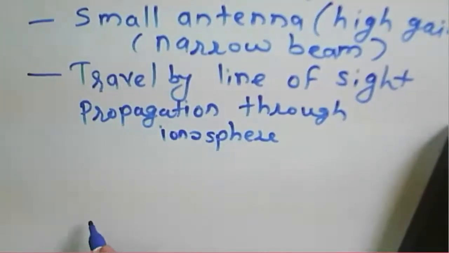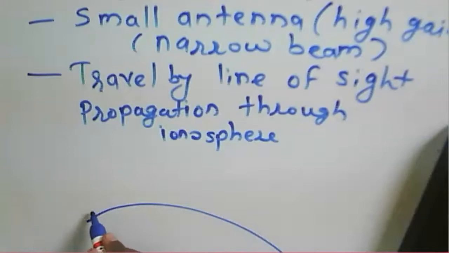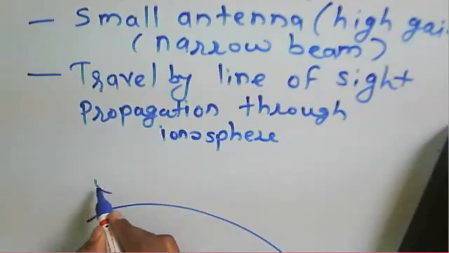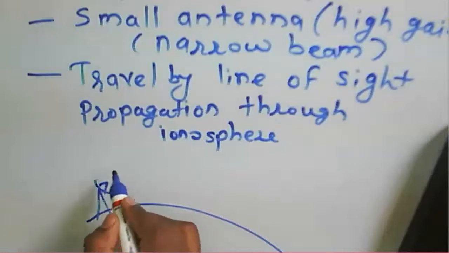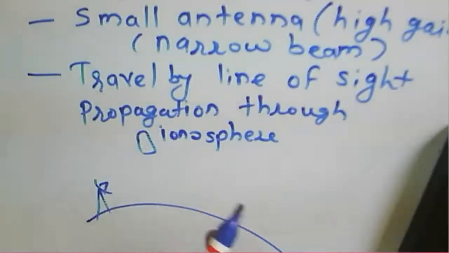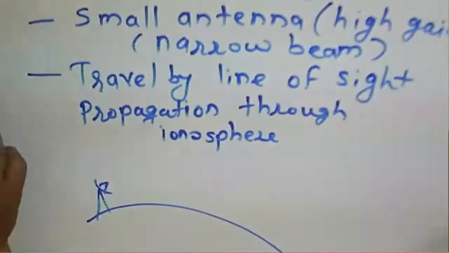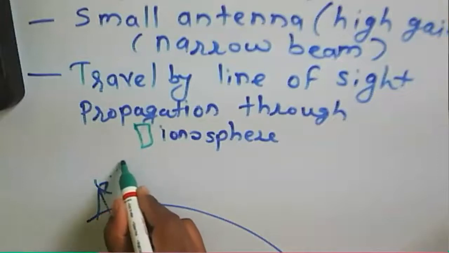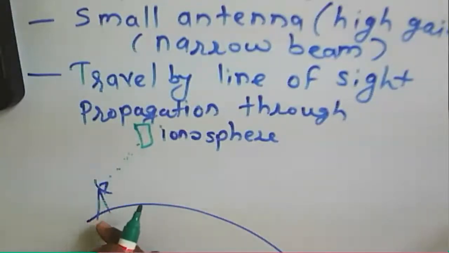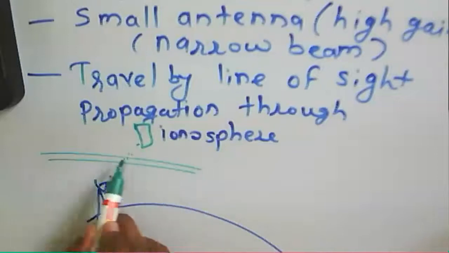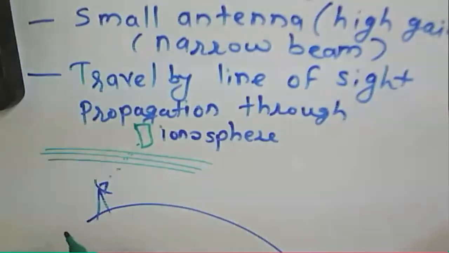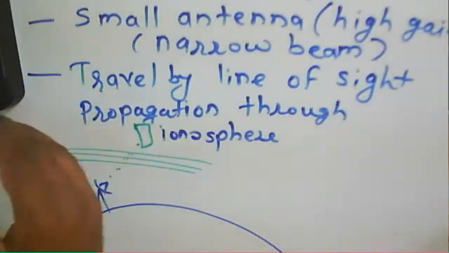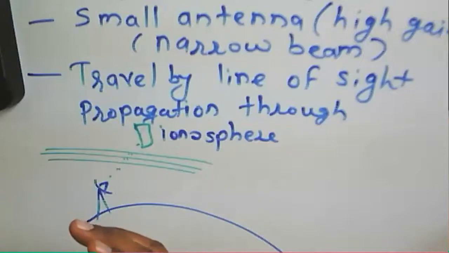The propagation takes place from your ground antenna to the satellite. Suppose we have a satellite here. The communication takes place from the antenna to the satellite. But here we have the atmospheric region, which is divided into different regions: the ionospheric layer, troposphere, stratosphere, and so on.